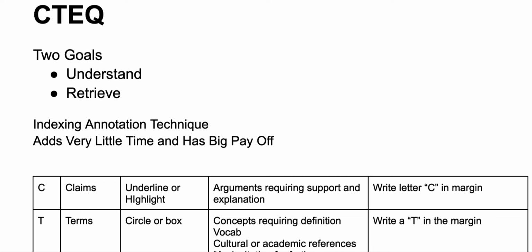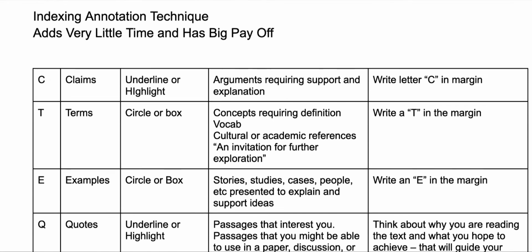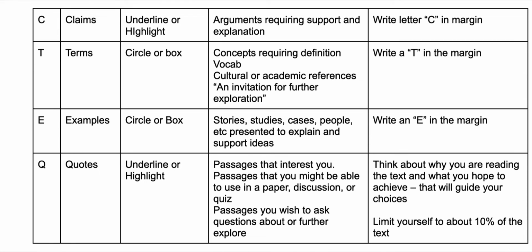CTEC is an indexing-based annotation technique. In other words, you're not writing words and sentences that take a long time to do all over your paper. Instead, you're highlighting and underlining, you're boxing and circling, and you're putting little one-letter codes in the margin of your paper like an index so you can go back and quickly, easily see and find things later. Let's talk about the details of the indexing system.